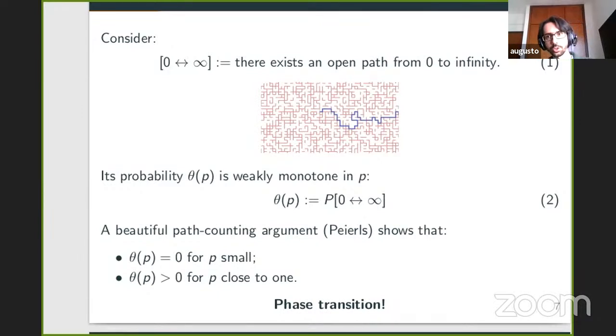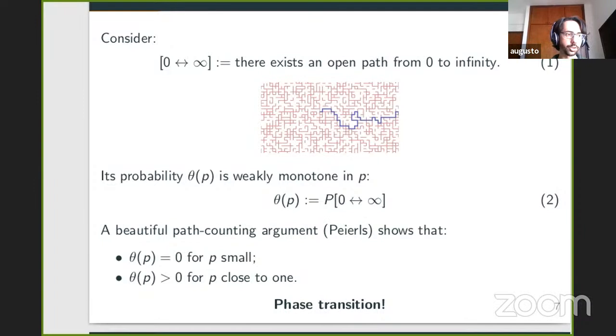If you study percolation in a traditional course, the first thing you do at this point of the theory is to use a counting path argument to show this dichotomy: for p small enough, you have theta of p equals zero. So there's no percolation. It's impossible to find such a path from the origin to infinity. But as soon as p is close enough to one, the probability to find this infinite path is positive. So there is some dichotomy there.